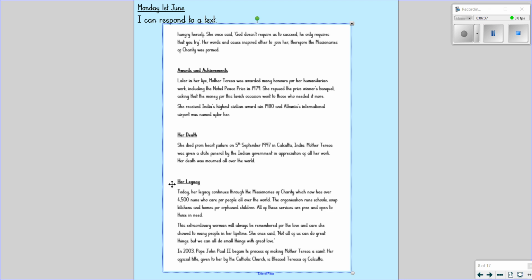Her legacy. Today her legacy continues through the Missionaries of Charity, which now has over 4,500 nuns who care for people all over the world. The organisation runs schools, soup kitchens and homes for orphan children. All of these services are free and open to those in need. This extraordinary woman will always be remembered for the love and care she showed to many people in her lifetime.